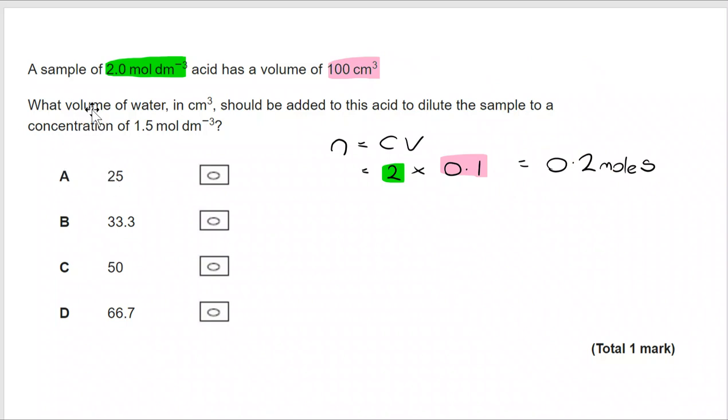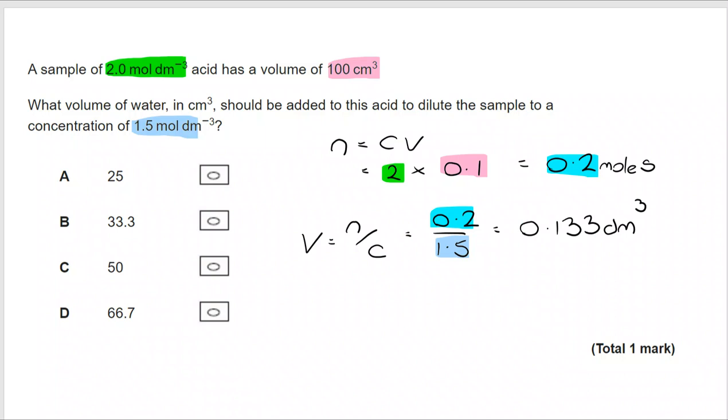Now I then want to work out the volume that I would need to add to get to a concentration of 1.5 mol dm to the minus 3. So let's do my V is n over c calculation. I've got my number of moles, 0.2. I've got my desired concentration, 1.5. And that will give me a volume of 0.133 decimeters cubed.